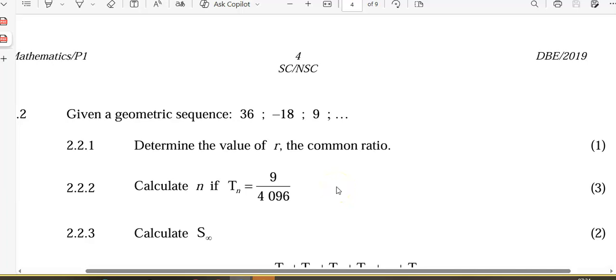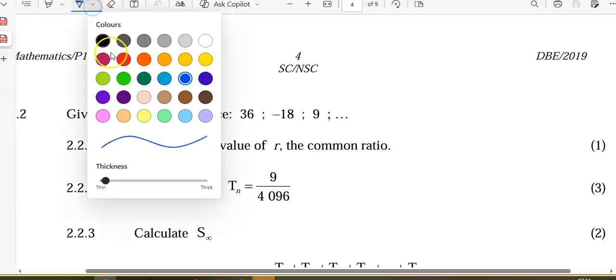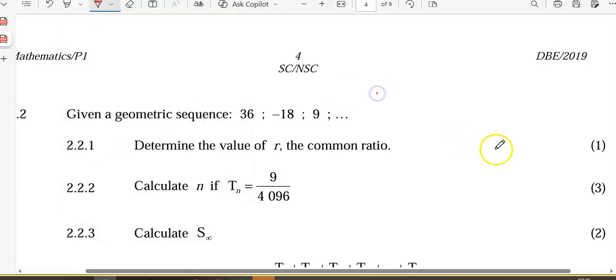From this problem we just solved, R. They said determine the common ratio. And we know that the common ratio, which is R, is equal to T2 over T1. And T2 is minus 18, T1 is 36. So when you punch this, you get 1 over 2.